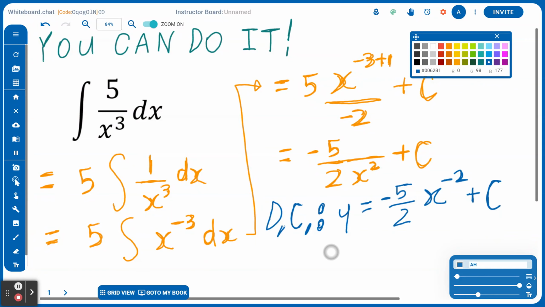So when I find the derivative, which is basically y prime, or you can say dy by dx, this equals to, again, you bring negative 2 to the front. Negative 5 divided by 2 times negative 2 is basically going to be 5 times x to the power of, you take negative 2 minus 1, which is negative 3. And of course, when you differentiate a constant, that's going to be 0.